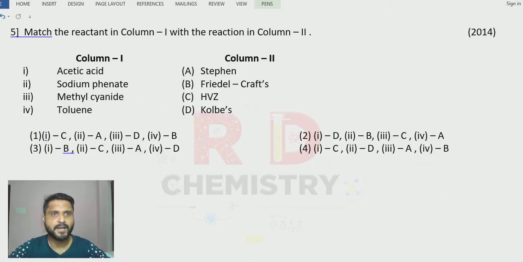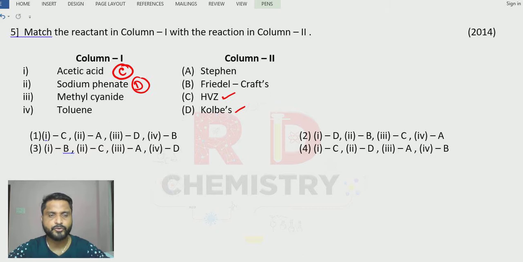Question number 5. Match column 1 with column 2. This is based on the entire chapter. Acetic acid can be related to the HVZ reaction, because a carboxylic acid containing an alpha hydrogen atom can undergo the HVZ reaction, the alpha halogenation. Sodium phenate, Kolbe-Schmitt reaction, D.